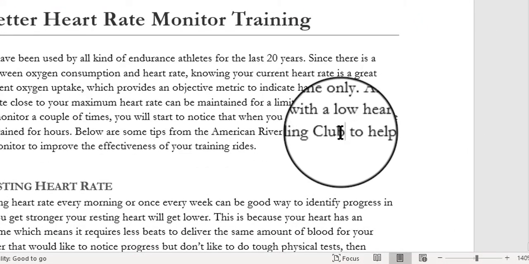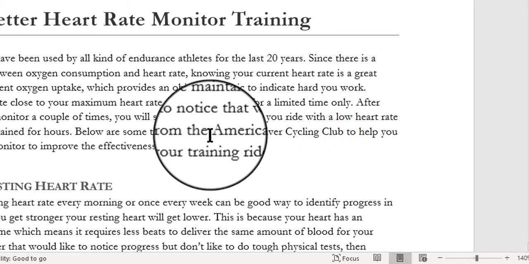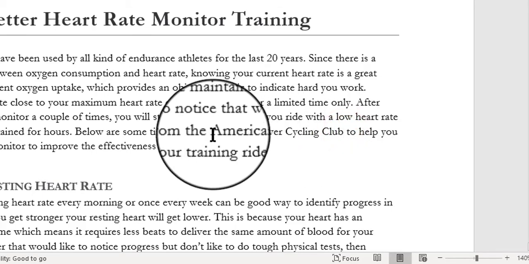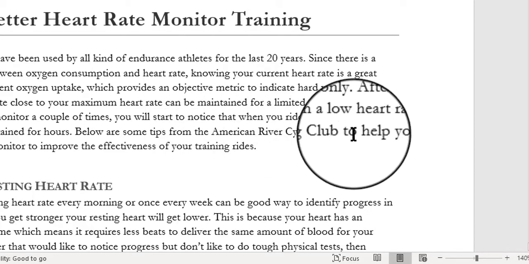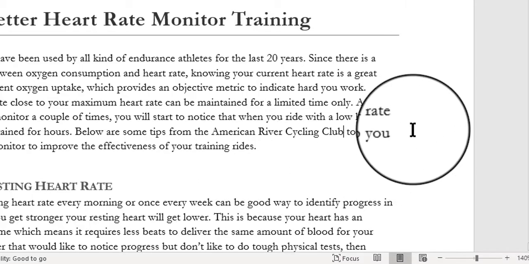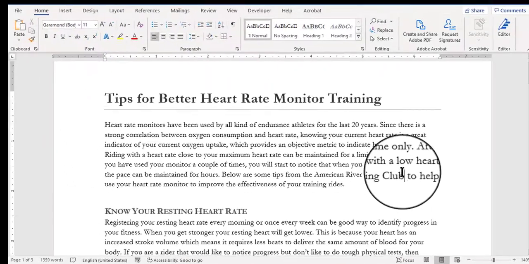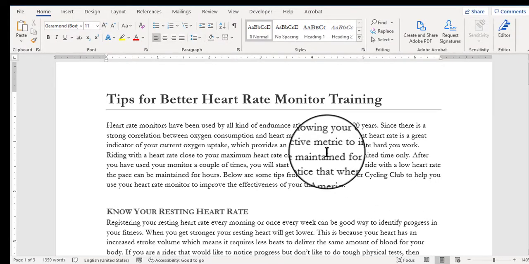So right now I'm going to click right here. Let's say that I want to give the reader extra information about the American River Cycling Club, but I don't necessarily want to include it here in this paragraph. I want it to just be a footnote. So I make sure that my flashing insertion point is where I want the footnote to go.